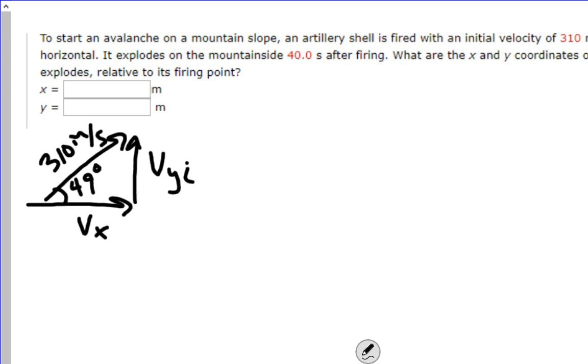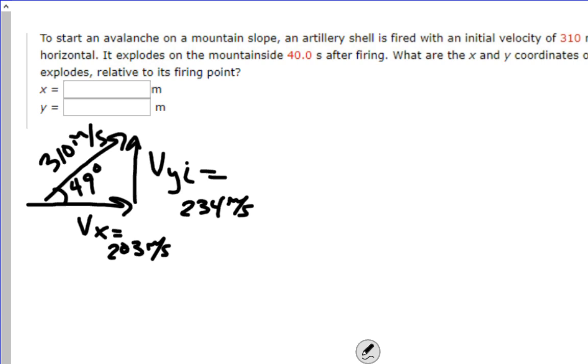So I've got 310 meters per second at 49 degrees. I'm going to do my sine and cosine piece again. Remember, cosine is for Vx. So 310 sine of 49, 310 cosine 49. All right, so I get about 234 meters per second. Again, don't overround. That's kind of a big deal. And there we go.